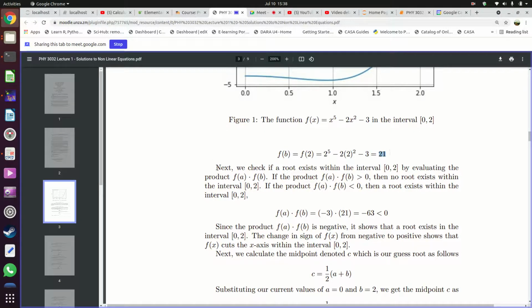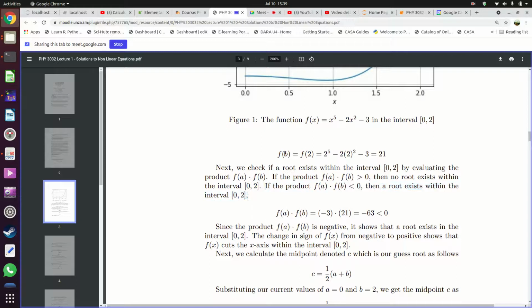So next we check if a root exists in the interval 0, 2 by evaluating this product. So we multiply f of A times f of B. If the product f of A times f of B is greater than 0, meaning that if you multiply f of A times f of B, you get a positive number, then no root exists within the interval 0, 2. If the product f of A times f of B is less than 0, then a root exists within the interval 0, 2. Are we clear?